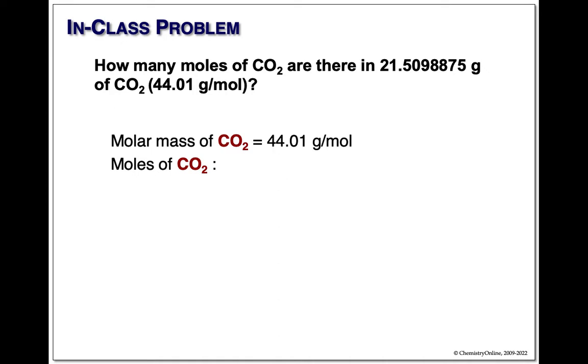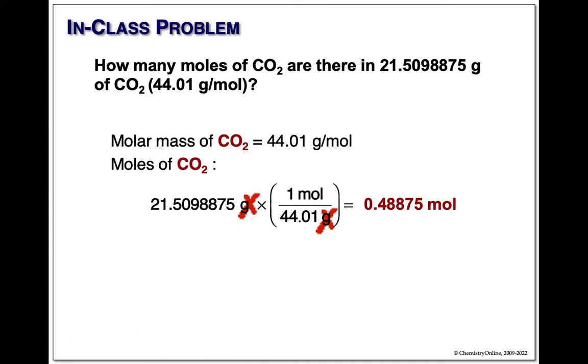I'm going to write this out the long way. Take our given, multiply it by a ratio with grams in the denominator. So 21.5 whatever divided by 44.01 gives us what? Well, on your calculator, this is what you get. Now we have 4 significant figures here, don't we? 44.01. How do we round this?